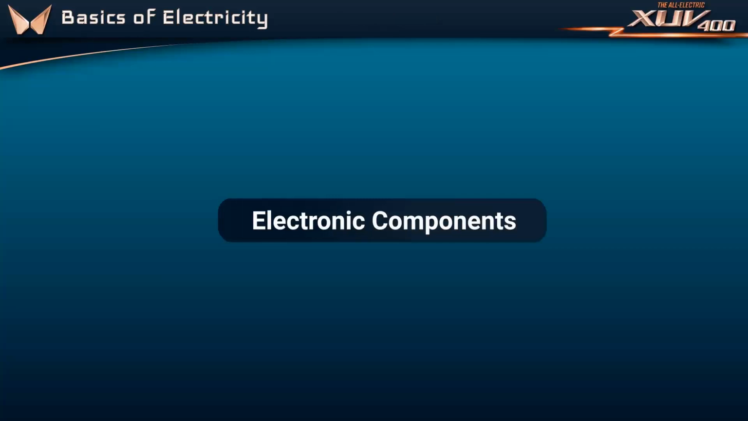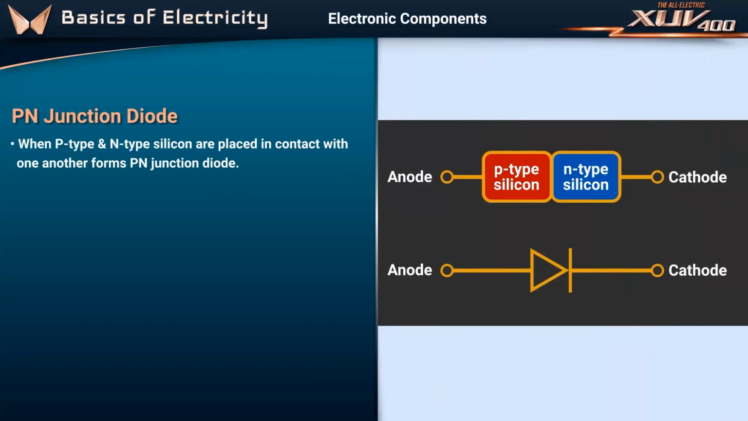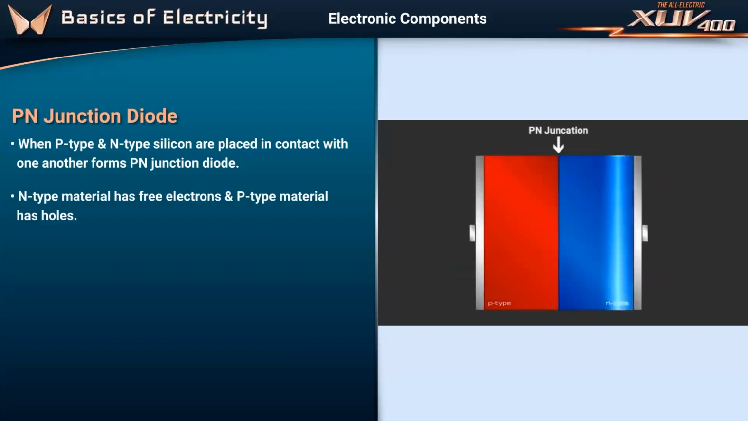Electronic components. PN junction diode. When P-type and N-type silicon are placed in contact with one another, they form a PN junction diode. N-type material has free electrons and P-type material has holes.